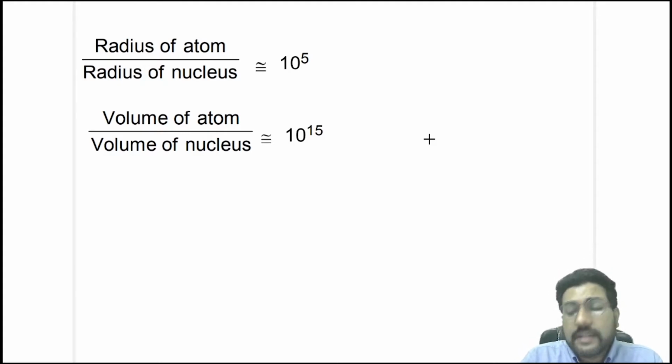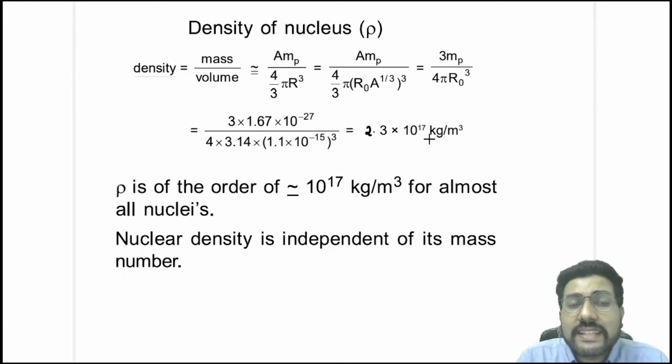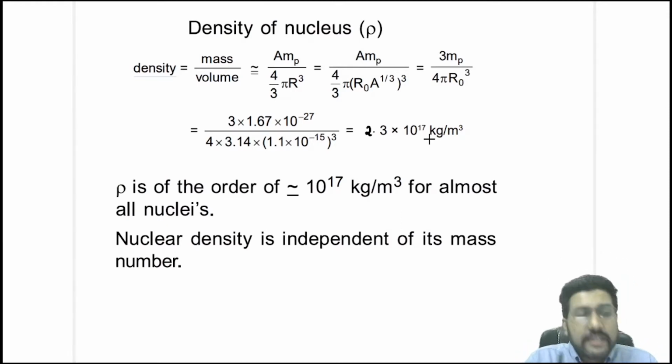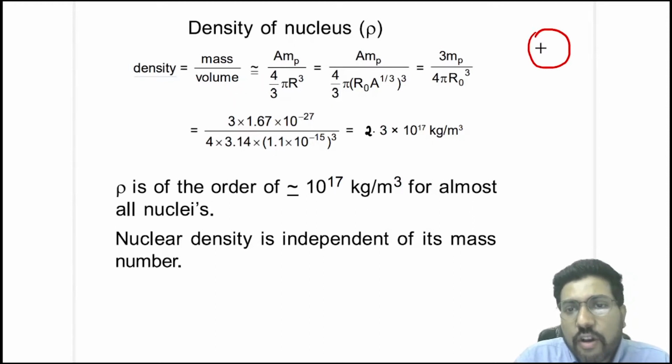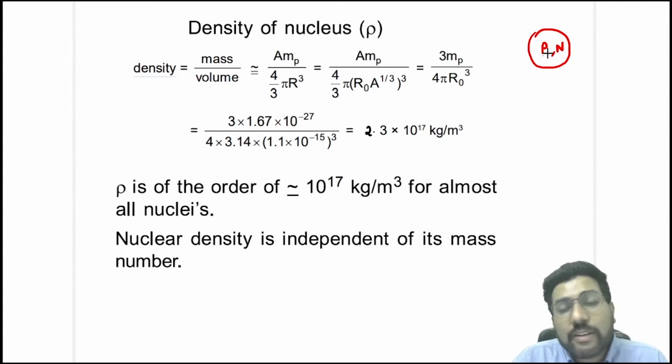Okay, now what is the density of a nucleus? You know that the nucleus is highly dense, right? Because almost the entire mass of the atom is concentrated in a very small radius. Now the density is mass by volume, right? Now you know that the nucleus comprises protons and neutrons, but protons and neutrons both are almost of the same mass.